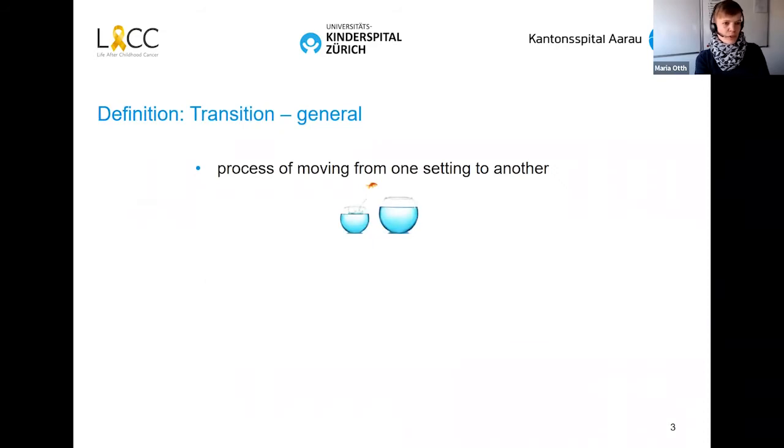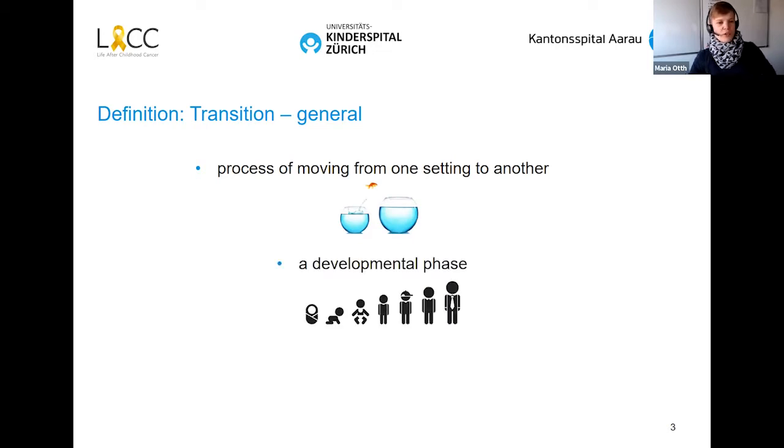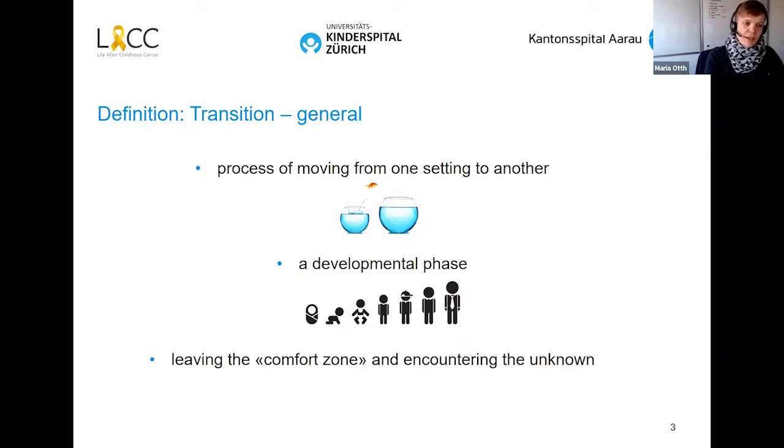So broadly speaking, transition, what does it mean? It means a process of moving from one setting to another. As you can imagine, in a person's life there are transitions and changes, related to different developmental phases. For example, just going from kindergarten to school is already a transition and a change of setting. It's also linked to leaving the comfort zone and encountering the unknown. And I think that's also important for childhood cancer survivors.